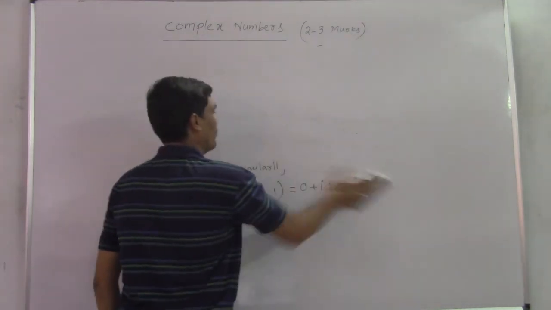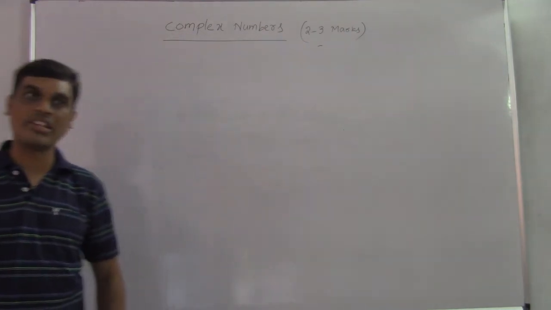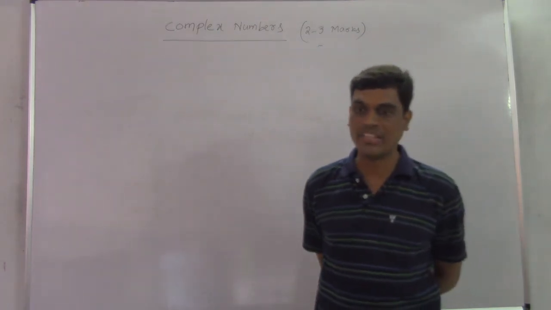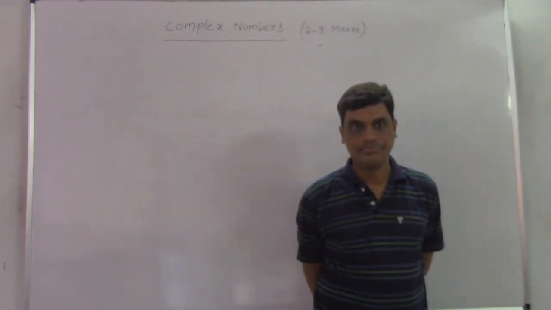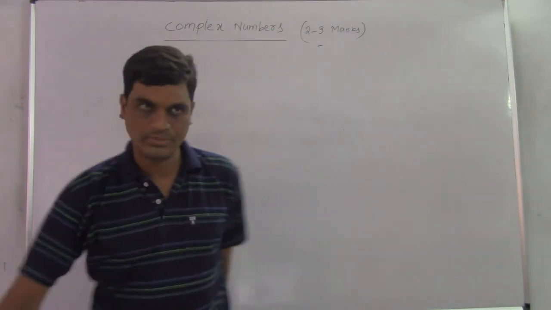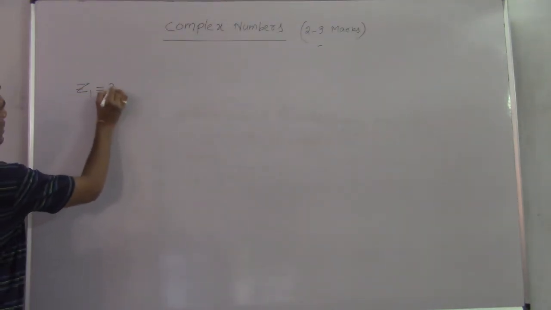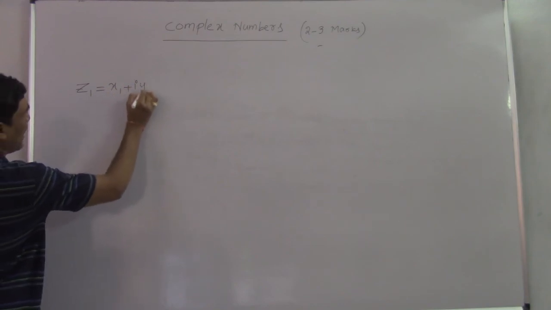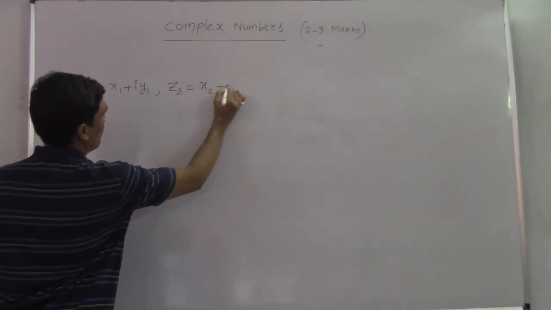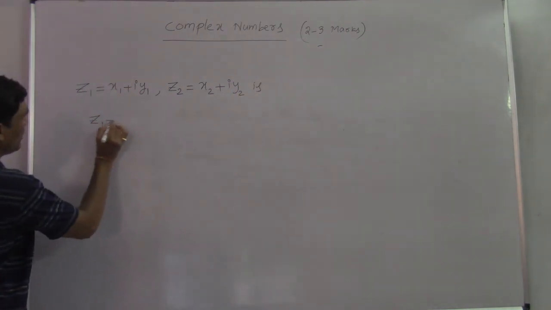Next point, the addition of two complex numbers. Take it like this: Z1 is equal to x1 plus iy1, Z2 is equal to x2 plus iy2. So addition means Z1 plus Z2 only.